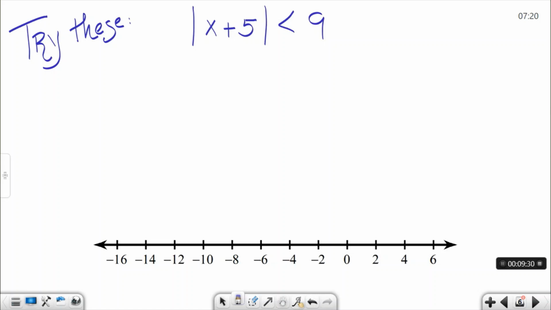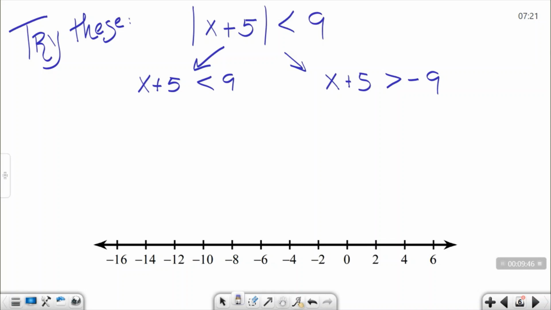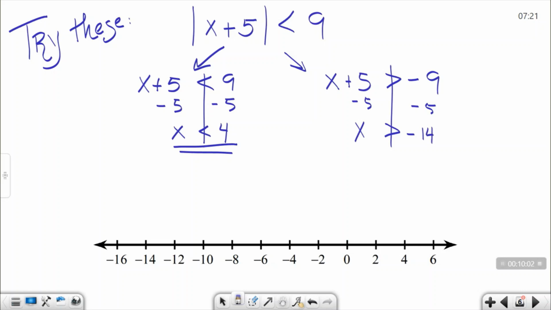So now it's time to try some of these on your own. See how you do. We've got a number line. Go for it. All right, come back in. Hopefully you split this into 2, where we said x plus 5 is less than 9. And over here we kept the x plus 5, but this time we made everything else the opposite. All right, solving that, we subtract 5 and find x is less than 4. And over here, I'm going to subtract 5. Find that x is greater than negative 14.